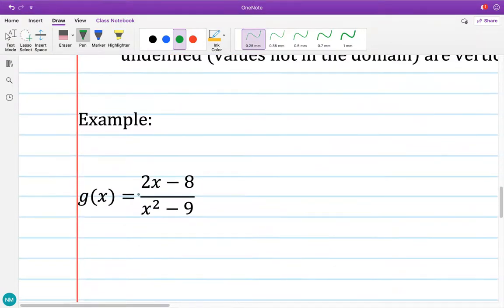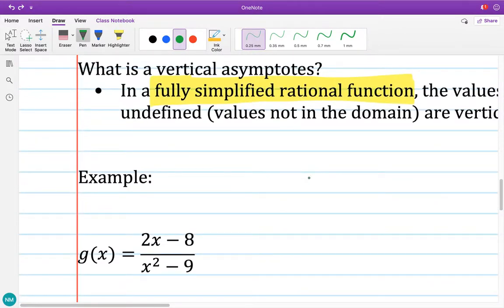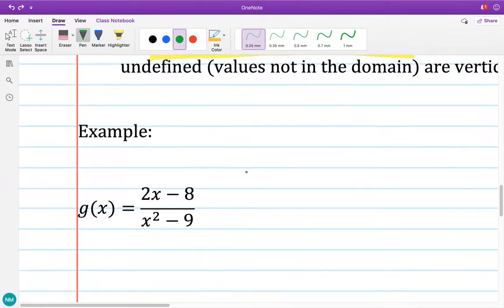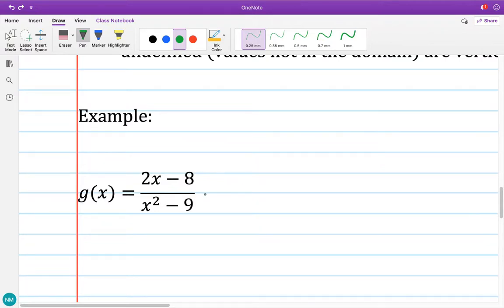So we have g of x equals 2x minus 8 over x squared minus 9. Now the numerator is really unimportant when it comes to finding the domain. However, when we're talking about vertical asymptotes, again, we want to make sure it's fully simplified. So I would always recommend factoring both the top and the bottom in order to check, is it fully simplified?